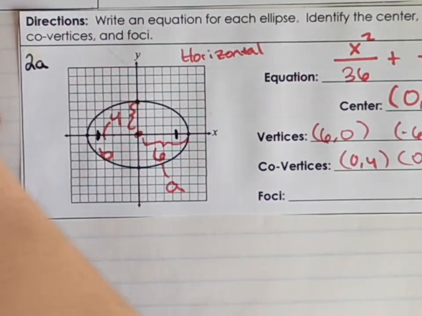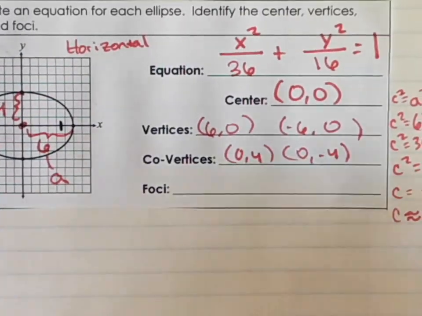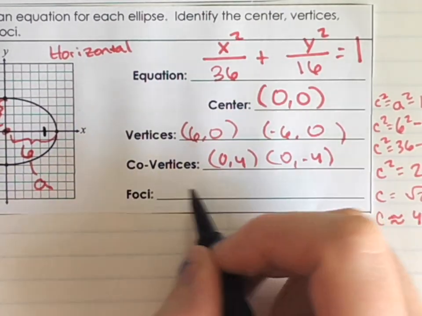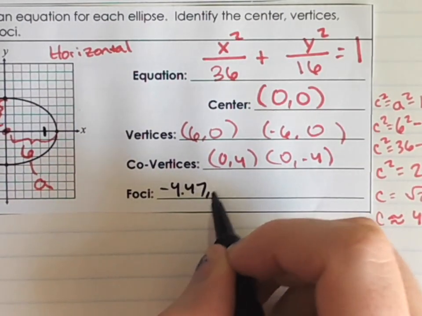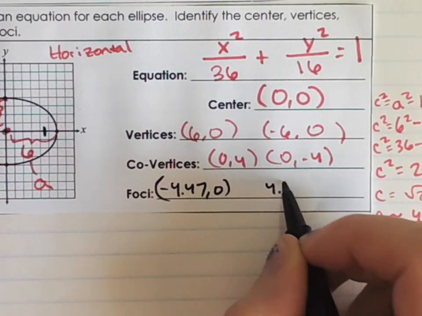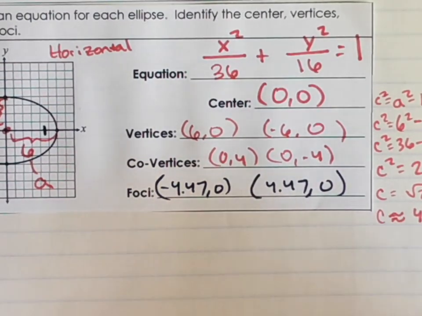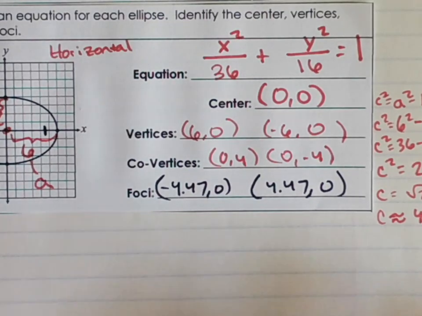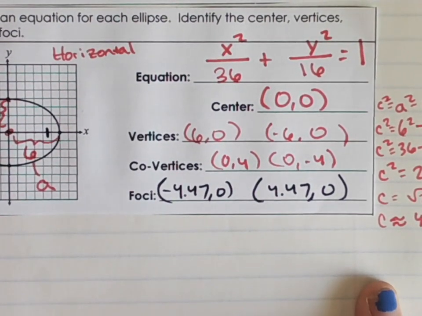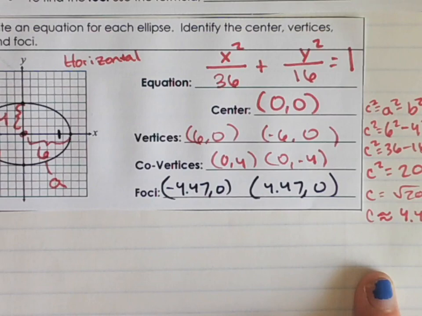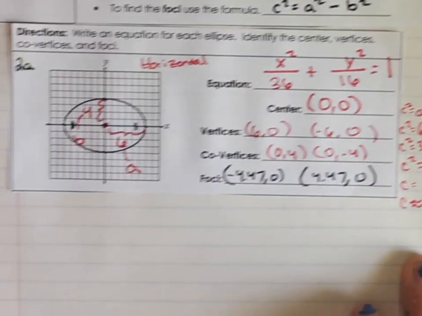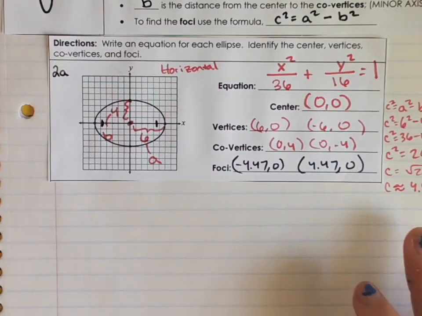And so it's easy when the center is at 0, because we just place it at negative 4.47, 0, and 4.47, 0. So it's both positive and negative of the c value. Alright, let's do a little bit of harder one. Let's do one where it's not centered at 0.